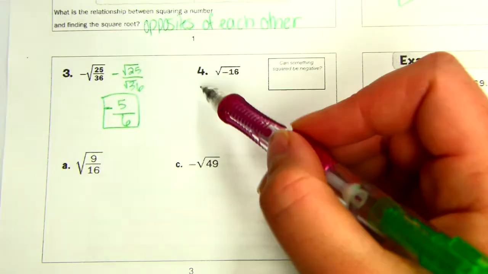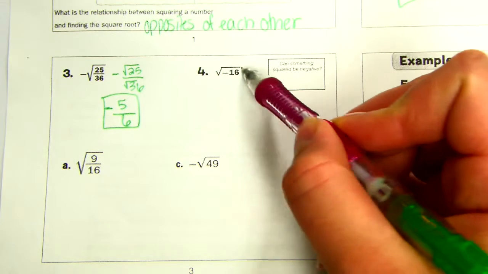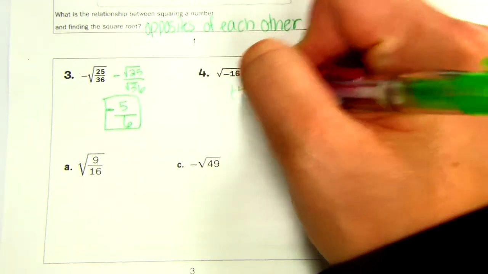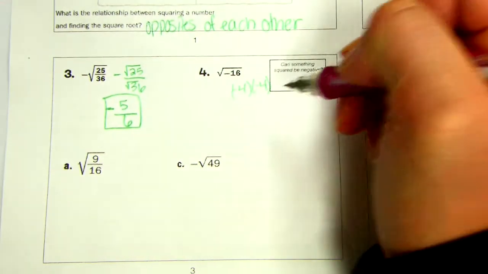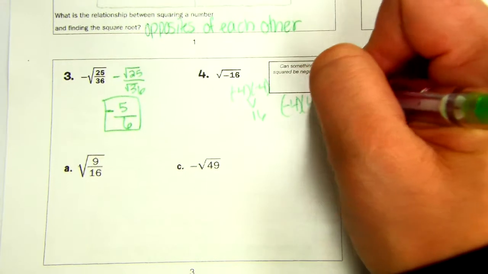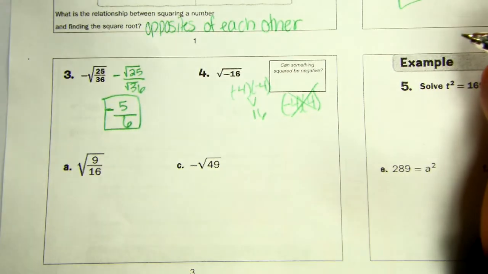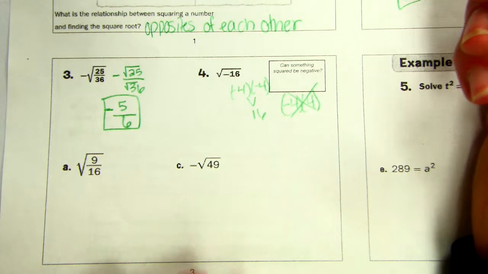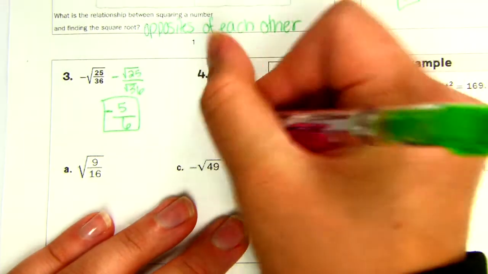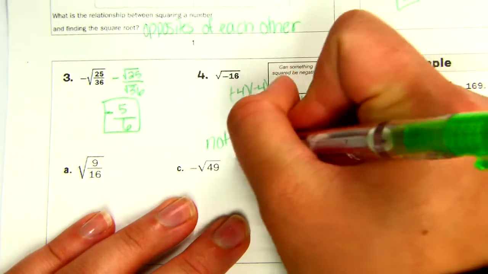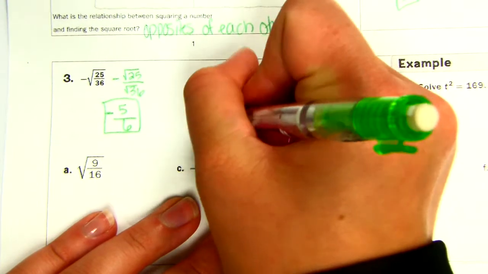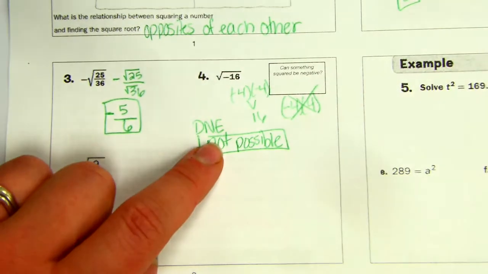Now, number 4 says the square root of negative 16. You're thinking negative 4. Negative 4 times negative 4, because it'd have to be the exact same. Well, that's positive 16. You can't have a negative 4 and a 4 because those aren't the same numbers. You have to take it times itself. So number 4, you cannot have the square root of a negative number. So we would say not possible, or you could say DNE, does not exist.